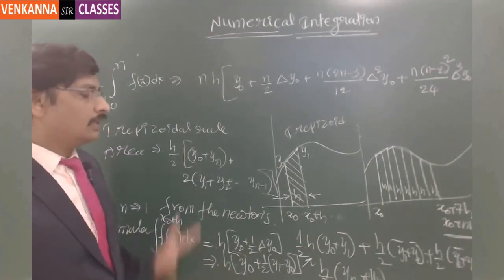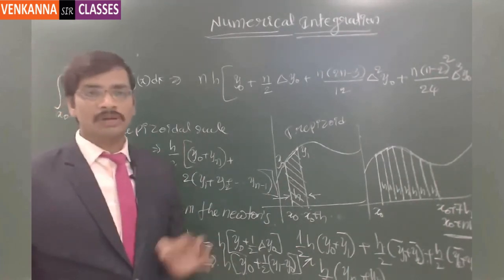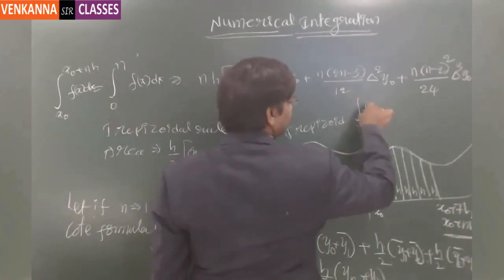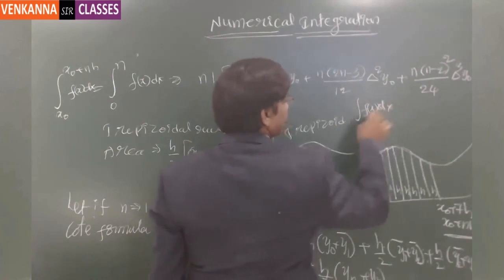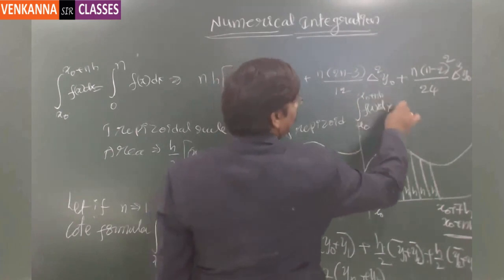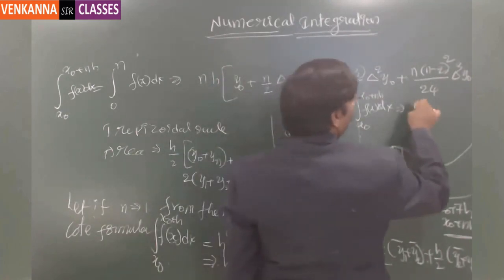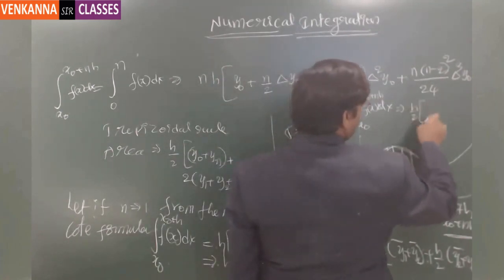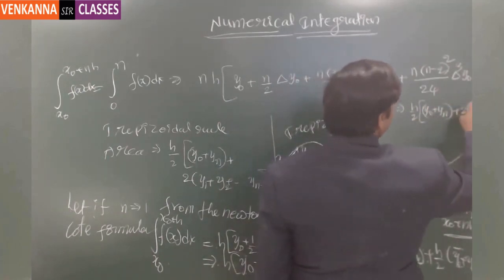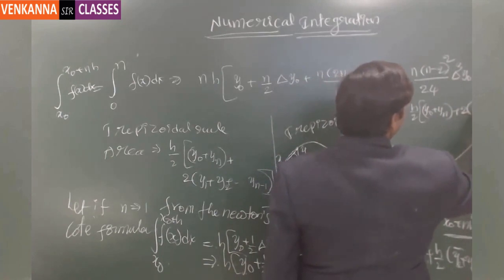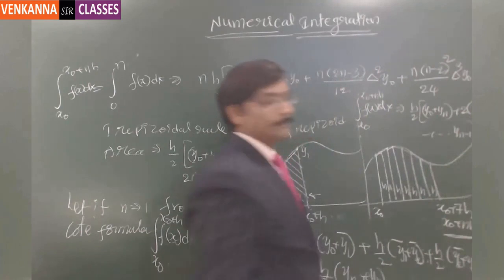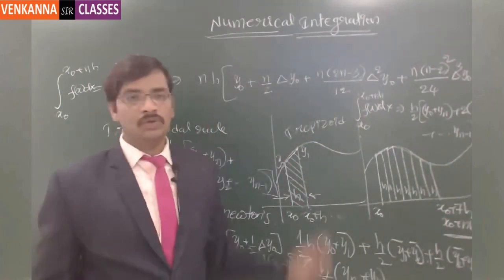So in general, if you are applying the trapezoidal rule for numerical integration, you can straight away write the integral of f of x dx from x0 to x0 plus nh as h by 2 times y0 plus yn plus 2 times the rest of the values, y1 plus y2 plus so on up to yn minus 1. Got it? You can note down this.